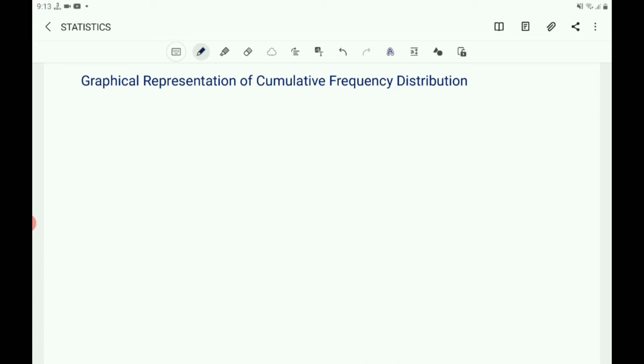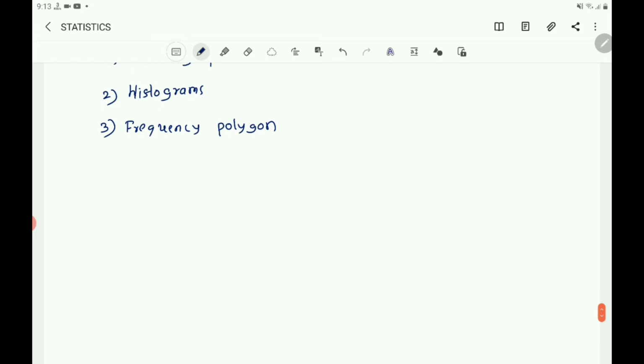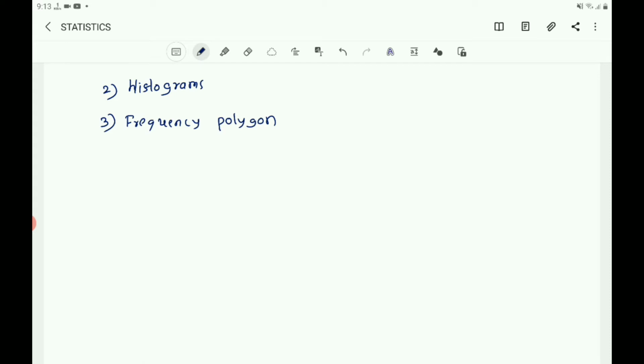In the previous class, we have drawn the bar graph, histograms, frequency polygons. Now let us represent a cumulative frequency distribution graphically.